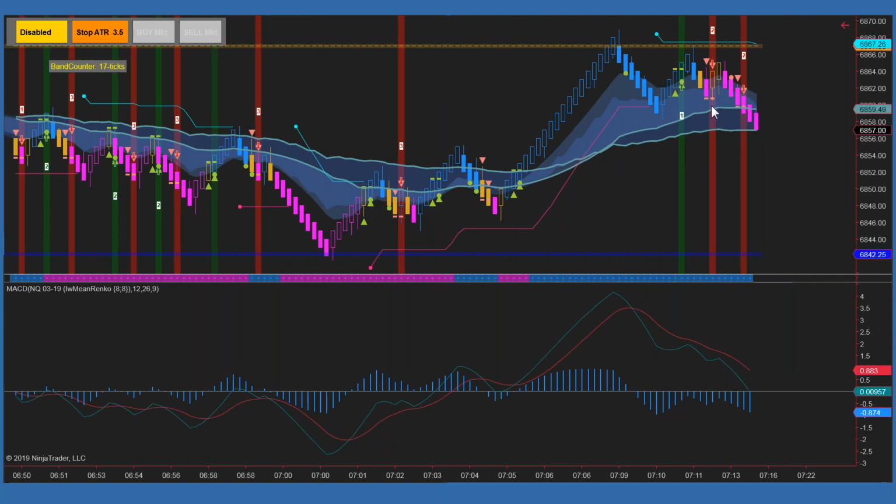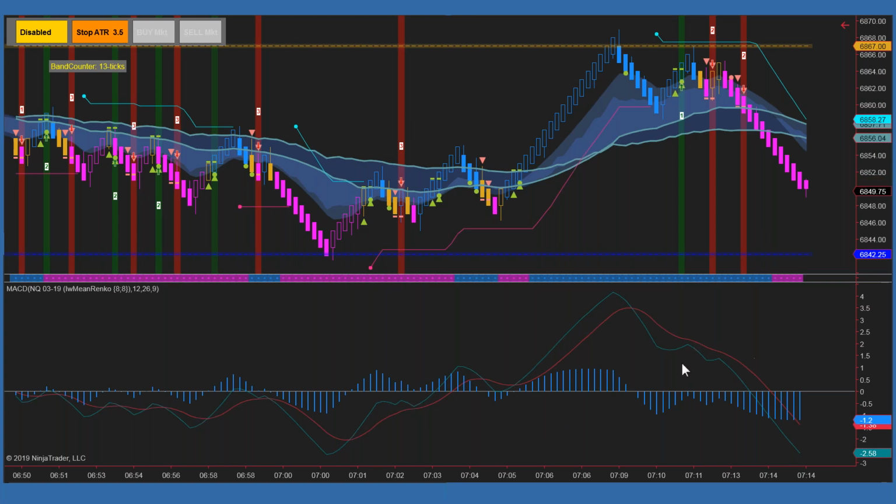So at this point, we would be looking for the market to head a little bit lower. And there they go. Now, as with all indicators, it's not going to be right 100% of the time, but it does make for some very interesting confirmations.